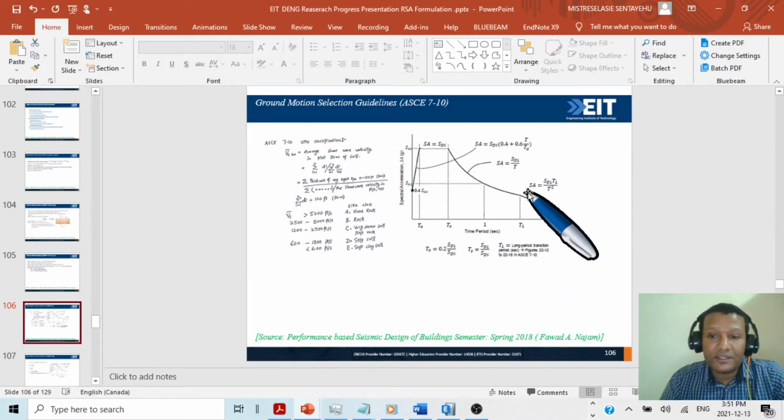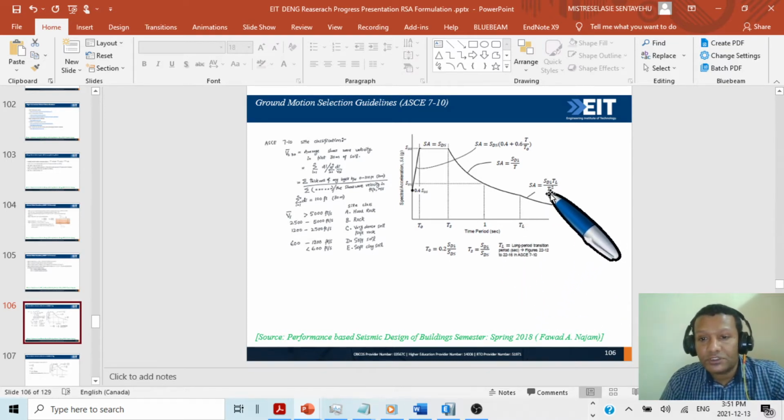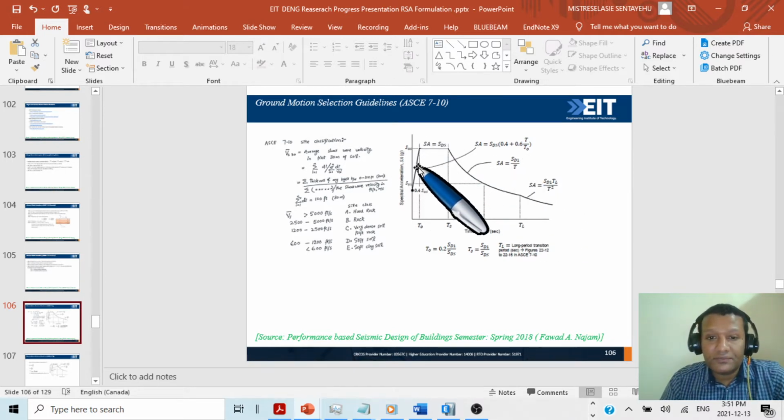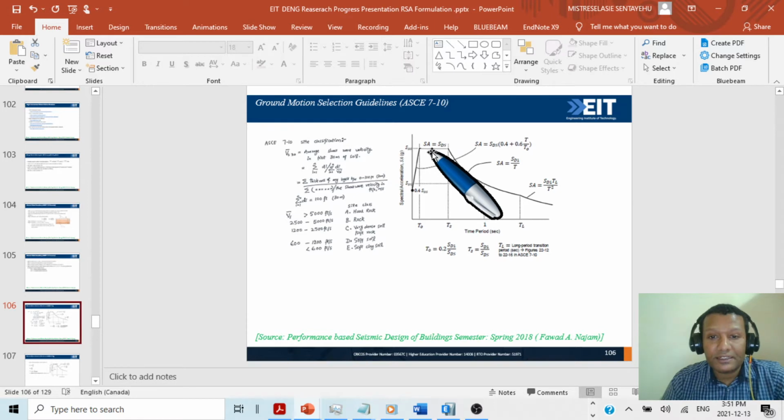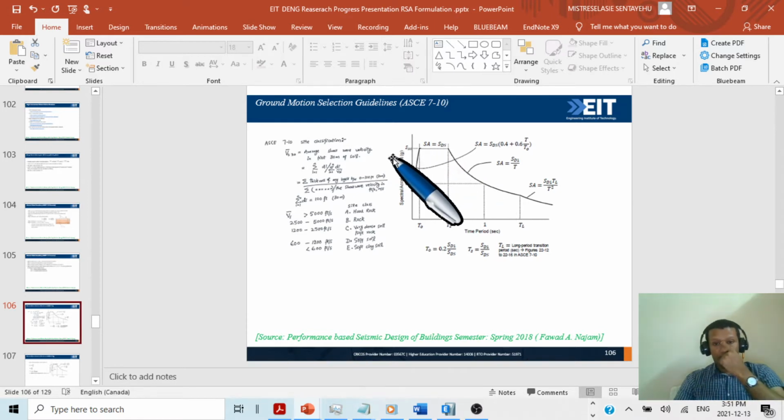So most of the time it is 8 seconds or something, but the equation is this one: SD1 times TL over T squared, as per the time period of your structure. This is SA, this is SD1 over T. This is the equation: SA is 0.4 plus 0.6 times T over T0, times SDS. Then SA is equal to SDS. This is the equation.